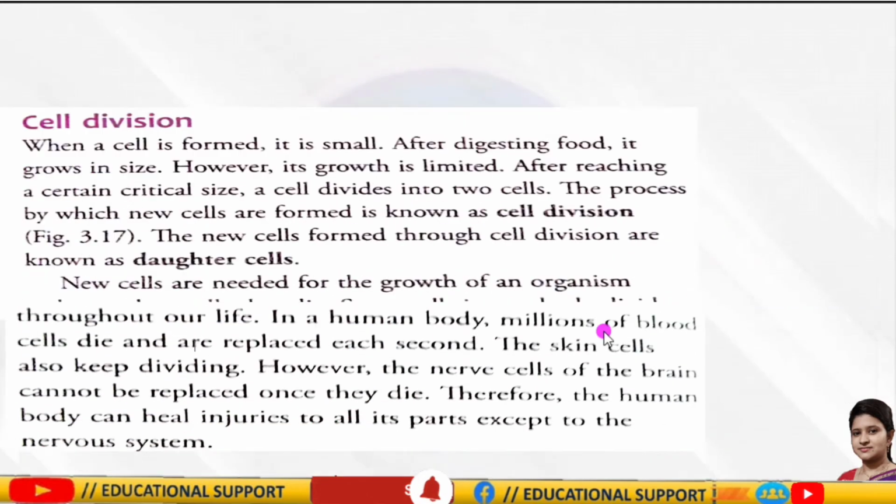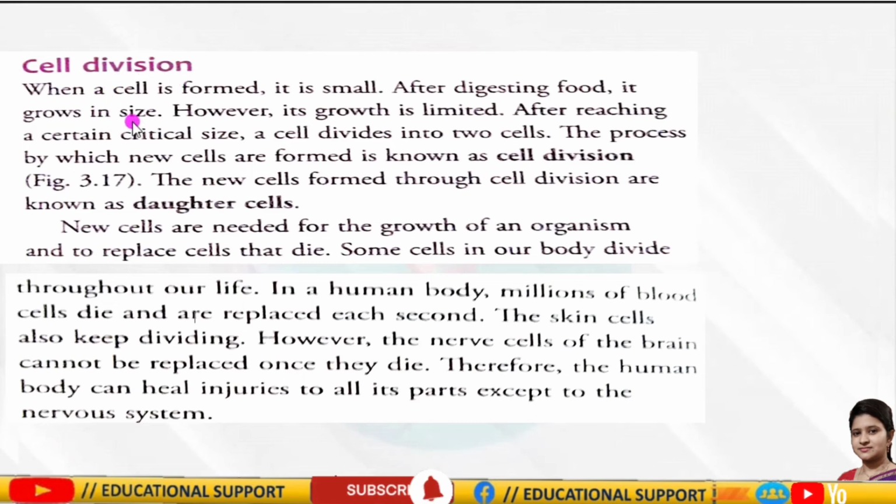So next is cell division. When a cell is formed, it is small, but after digesting food, it grows in size. However, its growth is limited. After reaching a certain critical size, a cell divides into two cells, and this process where new cells are formed is known as cell division.